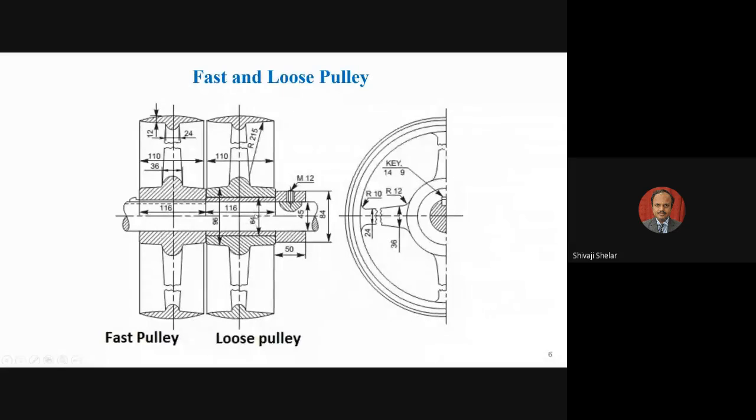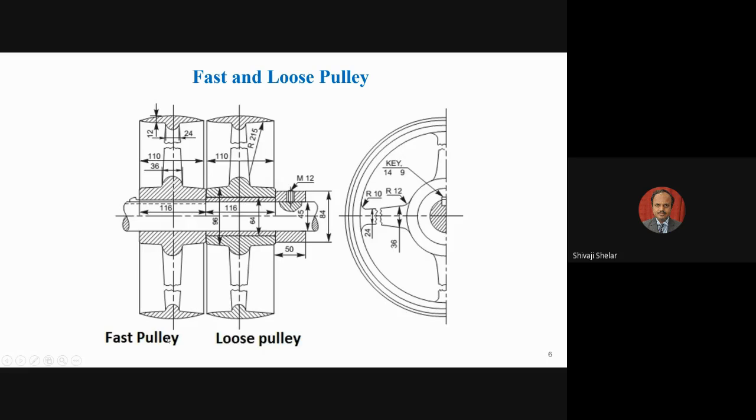Or when the shaft is rotating, this pulley need not necessarily rotate, because there is a clearance gap here and there is no positive engagement. So this pulley will not rotate. That's why this pulley is called the loose pulley, and this pulley is called the fast pulley.